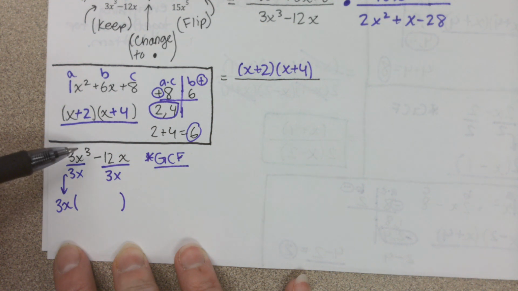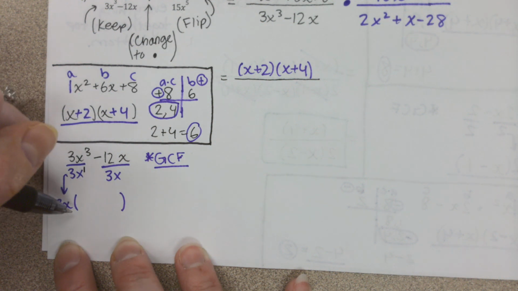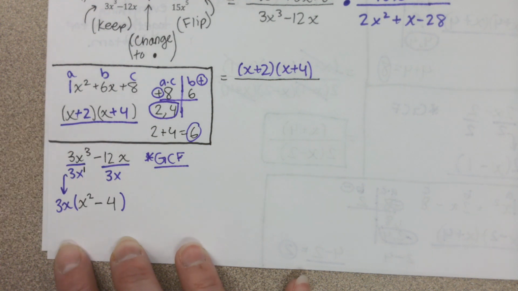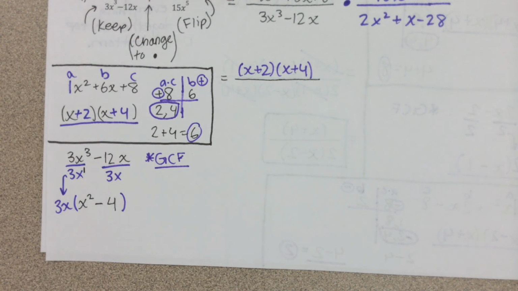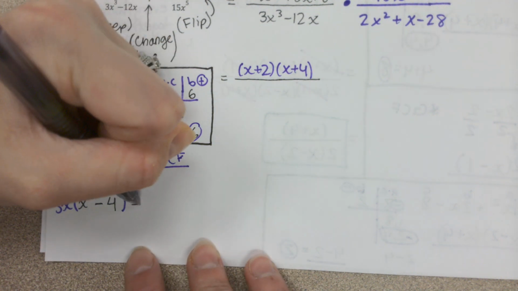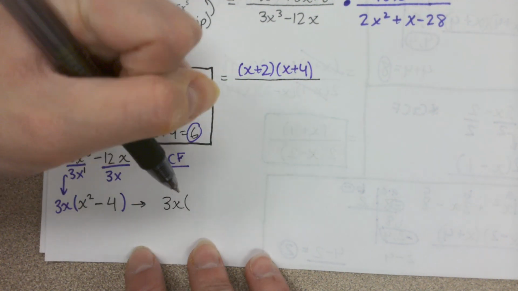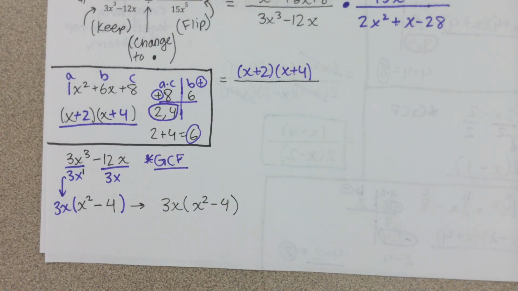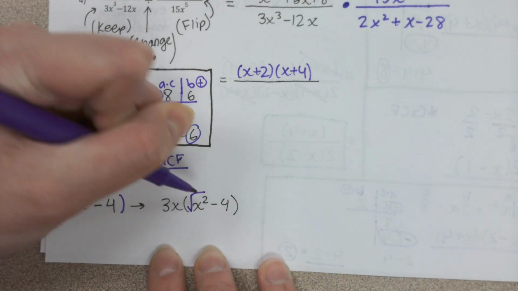3's cancel. And then we have x cubed over x to the first. That's x squared. Minus 12 over 3 is 4, and the x's cancel. And we are not done here. I'm going to write that again. This doesn't happen often, but it's something you should keep an eye out for. You should notice when inside those parentheses you end up with something that can still be factored, a different factoring problem. X squared minus 4, this is a difference of squares. So we can square root both of these.